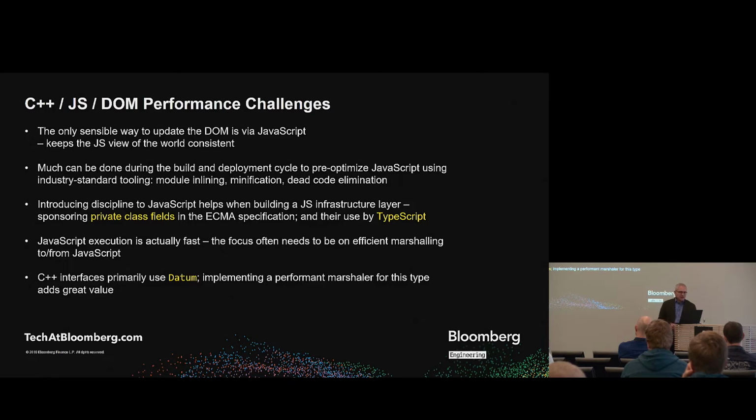desktop system. And introducing discipline to JavaScript really helps when building a JavaScript infrastructure layer. Something that we sponsored with the ECMA standard committee is private class fields in JavaScript. So having the concept of private data in your outer APIs, well, actually anywhere within JavaScript, means people can't abuse the APIs that you give them.